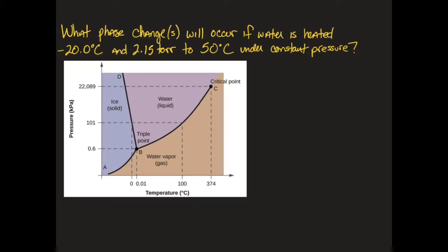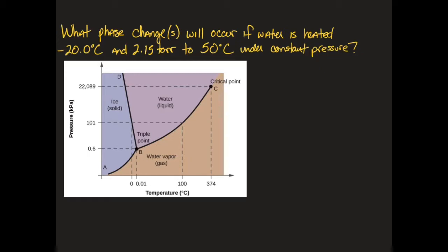So another type of phase diagram question that we might have to work through is looking at the different phase changes a substance will experience as we heat it up under certain conditions, or as we add heat to it under certain conditions, or maybe take heat away from it under certain conditions. So in this case, we're going to have water, and we have the phase diagram of water here. That water is going to start at negative 20 degrees Celsius and 2.15 torr, and we're going to heat it to 50 degrees Celsius while keeping that pressure constant. And so we want to know what phase changes are going to occur.